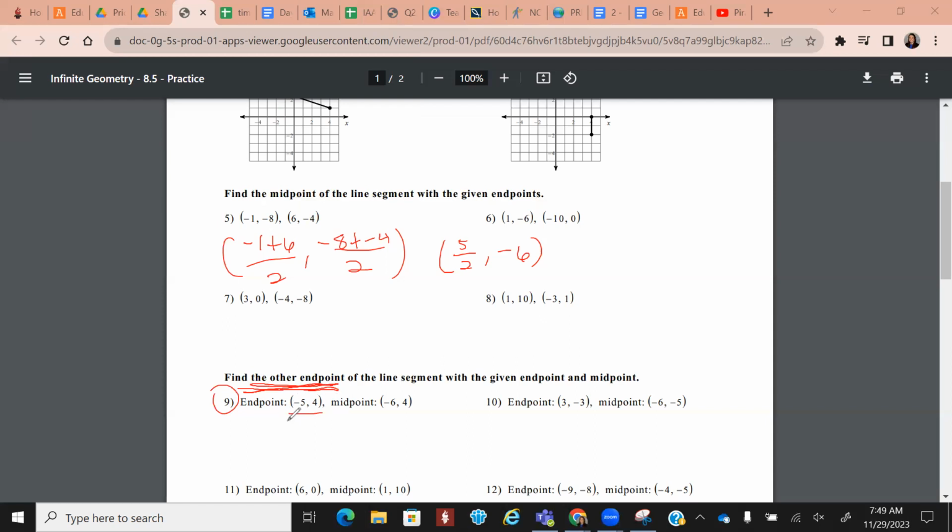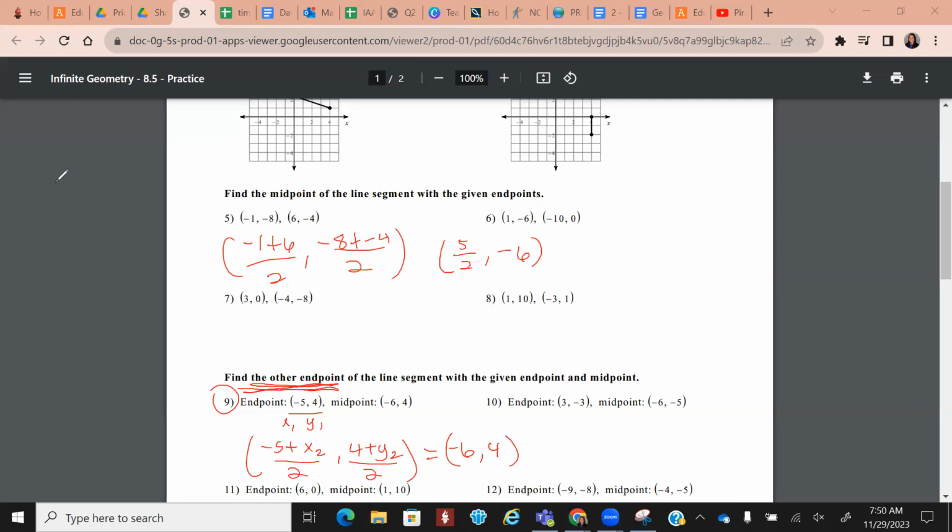Okay, so this is x1, y1, and then this is your solution. So let's set up that equation. We got -5 plus, we don't know the other point, divided by 2, comma 4 plus y2 divided by 2. And we're going to set that equal to -6, 4. So everybody see what I did? So now we're going to solve for x2 and y2.